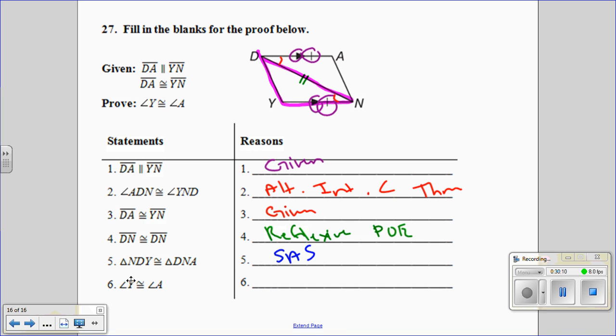And now we can say that angle Y is congruent with angle A because of CPCTC. But we had to do statement 5 first in order to do statement 6 with CPCTC.